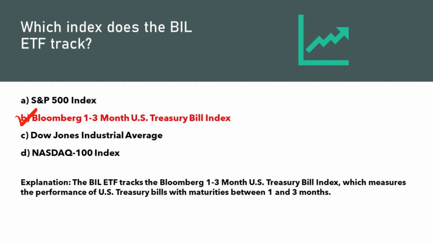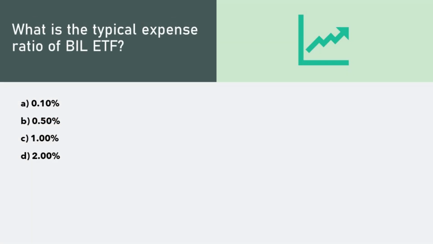Answer: B. Bloomberg 1 to 3 month U.S. Treasury bill index. Explanation: the BIL ETF tracks the Bloomberg 1 to 3 month U.S. Treasury bill index, which measures the performance of U.S. Treasury bills with maturities between 1 and 3 months. What is the typical expense ratio of BIL ETF?